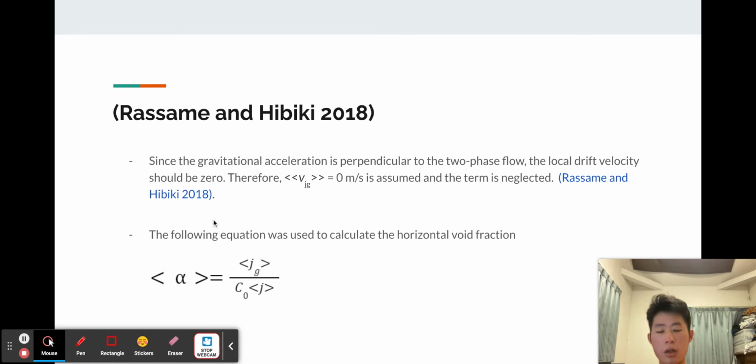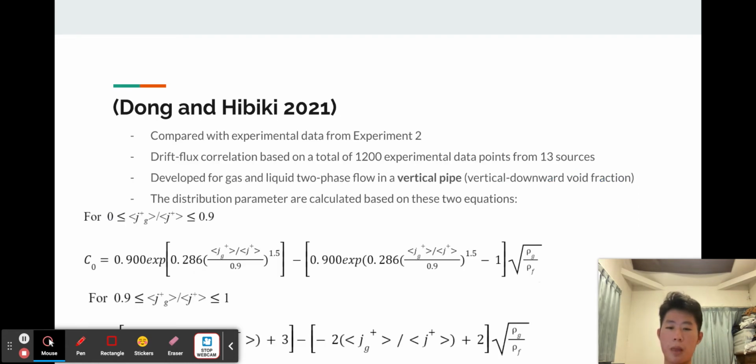And since it's a horizontal flow, the gravitational acceleration is perpendicular to the phase flow, so the local drift velocity should be 0. And so the double brackets VGj is equal to 0 meters per second. This is assumed and the term is neglected. So this results in our following equation: void fraction is equal to the area average superficial gas velocity over the distribution parameter times the area average superficial velocity.